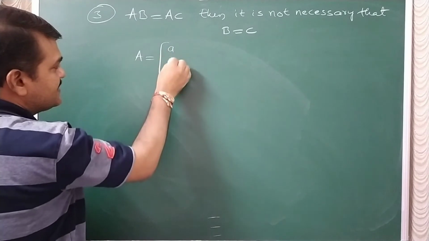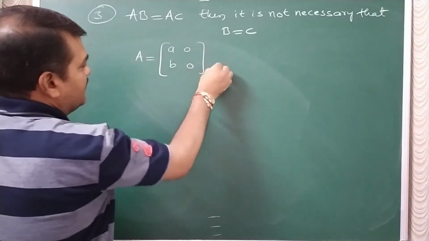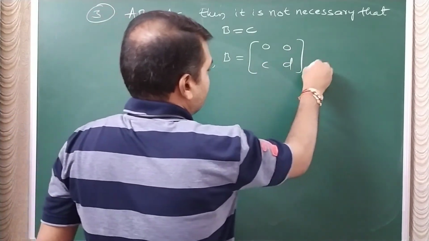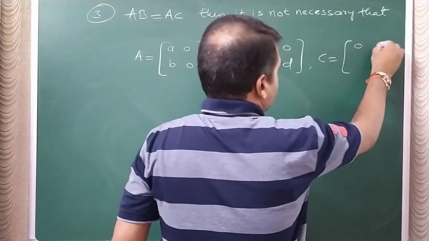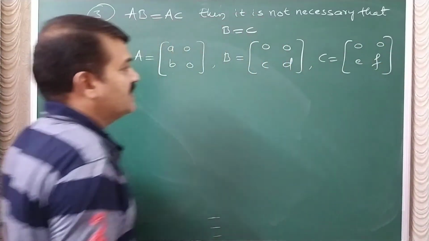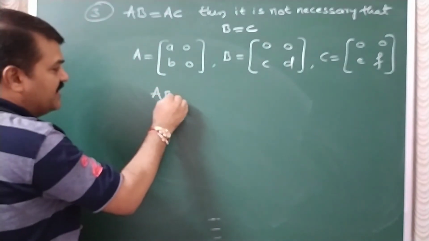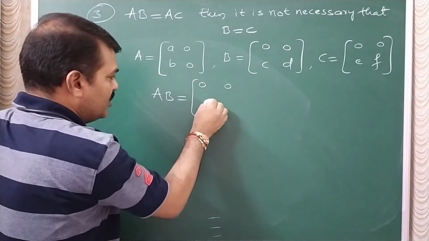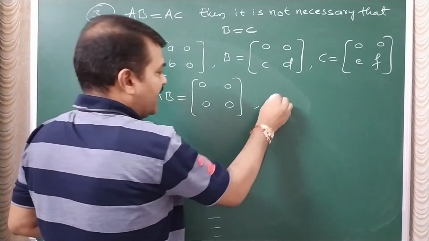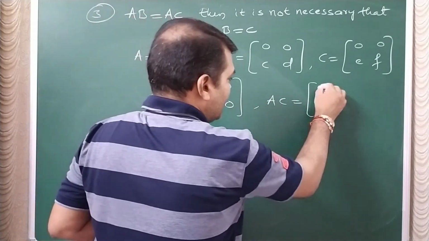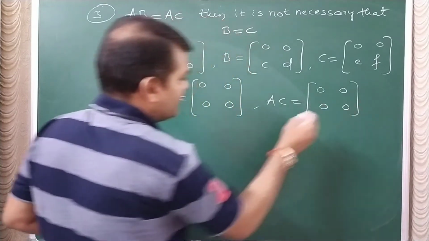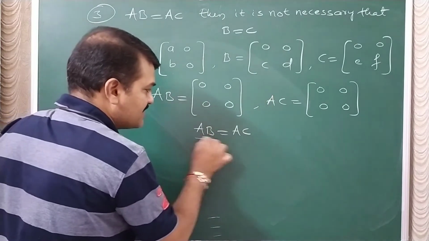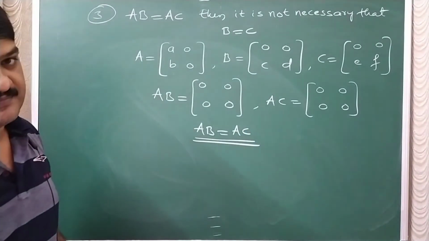Okay, so I'll show you a simple example. I'll take like this. I'll take another matrix like this. I will take one more matrix like this. So I will do A into B multiplication, which I did just in the previous example. A into B, if you multiply, you will get a 0 matrix. A into C, if you multiply, then also you will get a 0 matrix. That means AB and AC both are 0 matrices, so AB is equal to AC here.